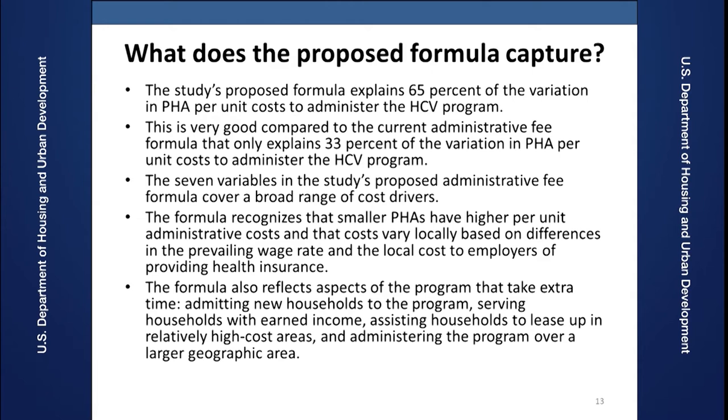Reiterating what I just talked about, we're recognizing that smaller PHAs have higher per unit administrative costs, and we're recognizing that costs vary locally based on differences in the prevailing wage rate and based on the local cost to employers of providing benefits, primarily health insurance. The formula also reflects aspects of the program that will take more time: admitting new households to the program, serving households with earned income, assisting households to lease up in relatively high cost areas, and administering the program over a larger geographic area. So those are the factors that this set of variables reflects and explains.